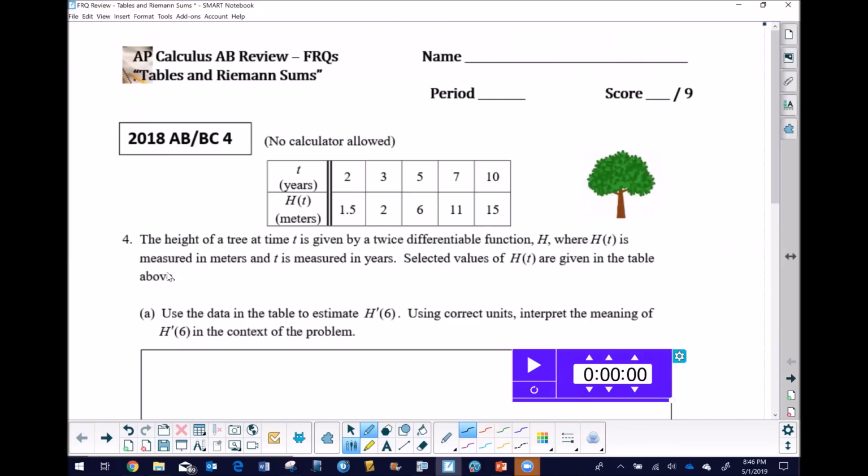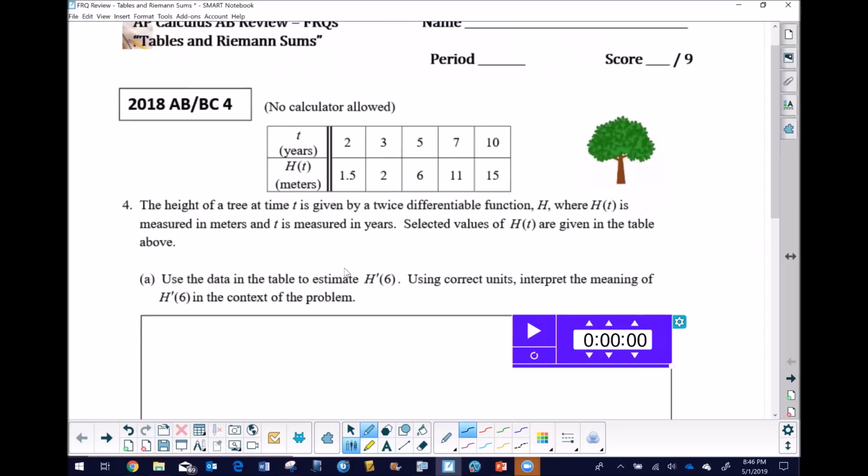So let's read this one here. It says the height of the tree at time t is given by a twice differentiable function h. H of t is measured in meters, t is in years. Selected h's are given. So once again, use the data in the table to estimate h prime of 6. Use correct units, interpret what that means.